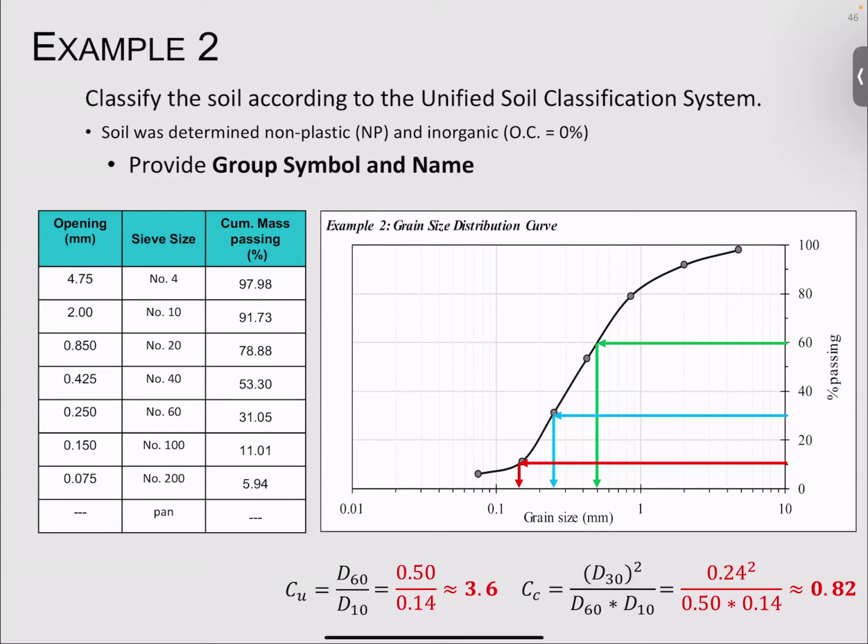Now, why do we care about these Cus and the Ccs again? What's the benefit of that? What is the purpose that they serve? Gives an empirical value to the qualitative chart. Yeah, exactly. I think you meant a quantitative value.